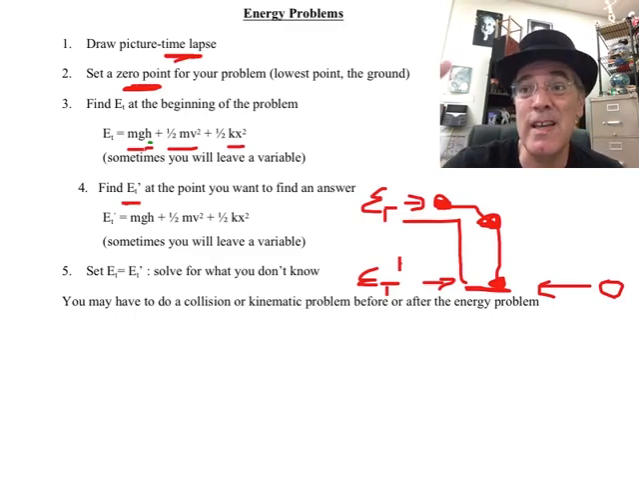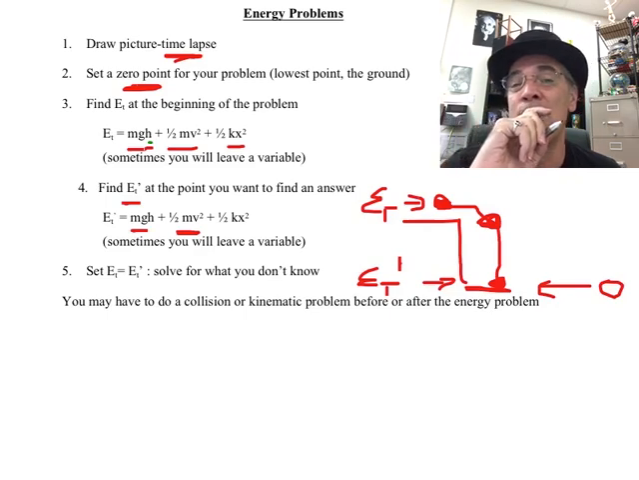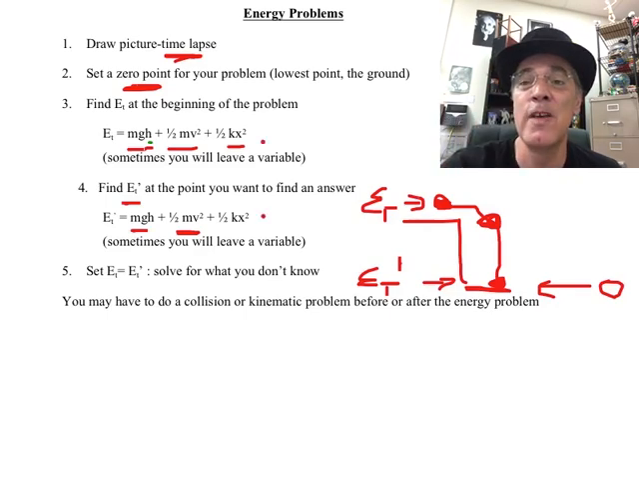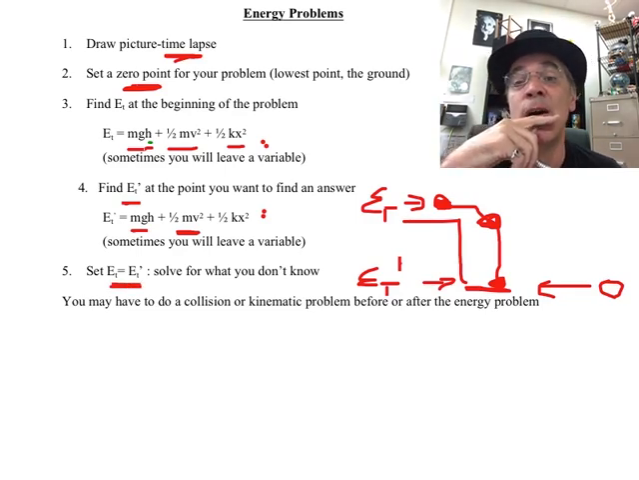I'm always going to have gravity, kinetic, and spring potentials. I set them equal. This time maybe I don't know how fast it's going, so I'll leave v as a variable. I'm only going to have one variable usually. If I end up with more than one variable when I have the 2 different energies, I've probably done something wrong. I should look back at my problem. But I'm going to set those 2 energies equal to each other and then solve for what I don't know.